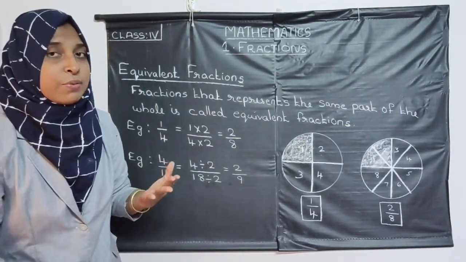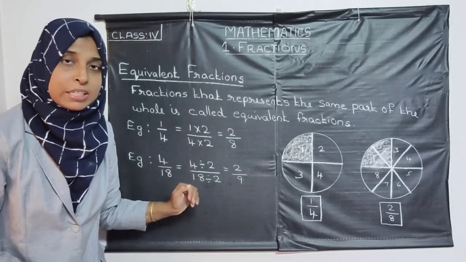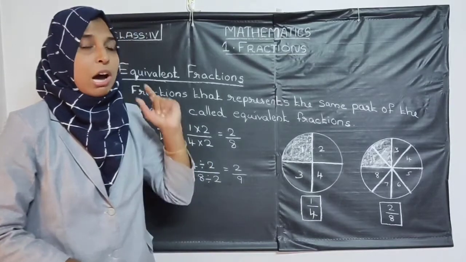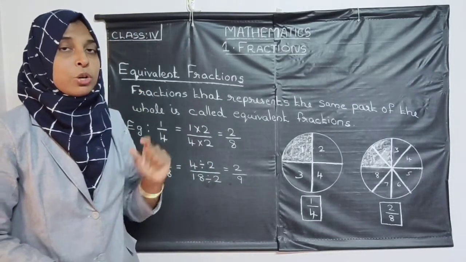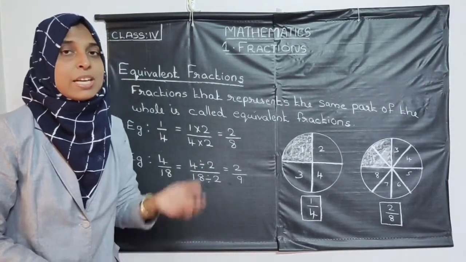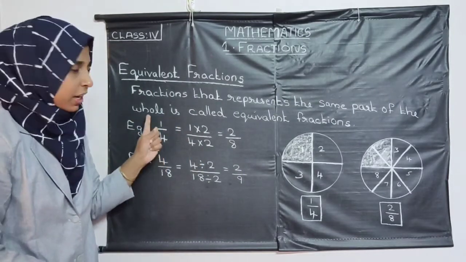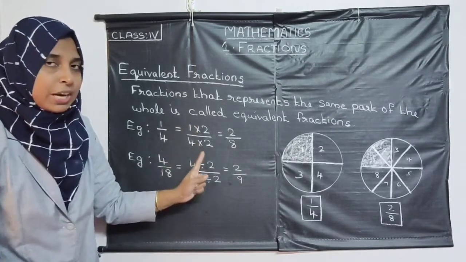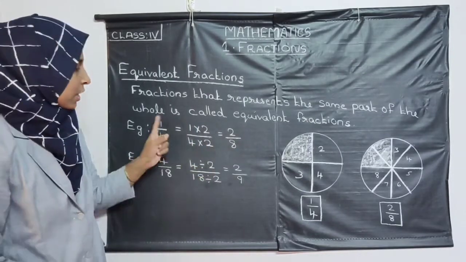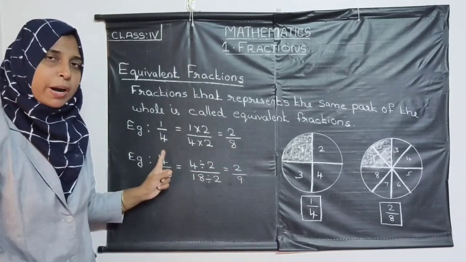And how will we get equivalent fractions? We want to multiply or divide the numerator and denominator of any fraction by the same number, except 0. Look here, example 1 by 4. Here I have multiplied the numerator and denominator by 2. 1 into 2 is 2. 4 into 2 is 8. So here I have got 2 by 8. 2 by 8 is an equivalent fraction of 1 by 4.